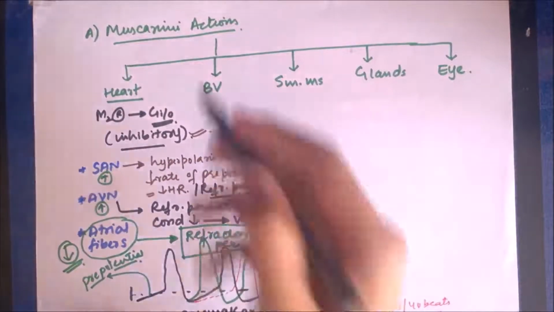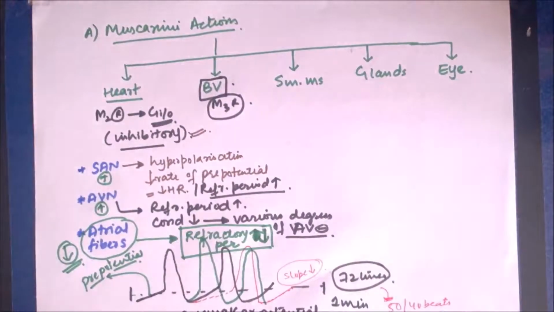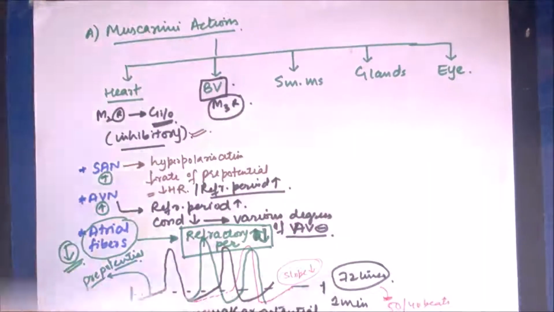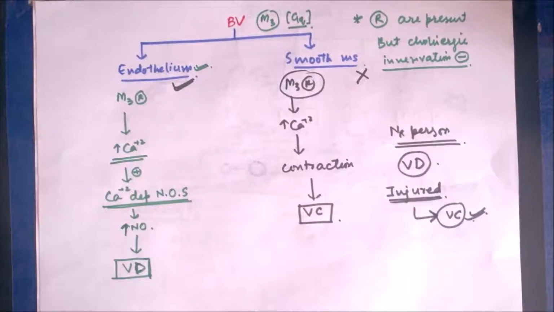Now, effect on blood vessels. The predominant subtype of receptors in blood vessels are M3 receptors. These are present at two locations in blood vessels. We have already discussed it in a previous section, so we are going to just go through that again. So these are present in the endothelium and in the smooth muscle.